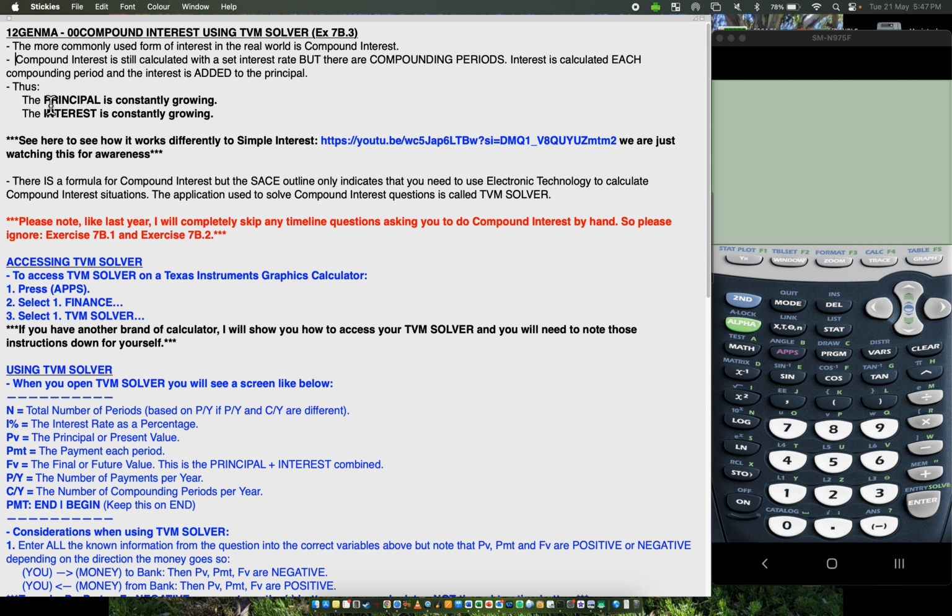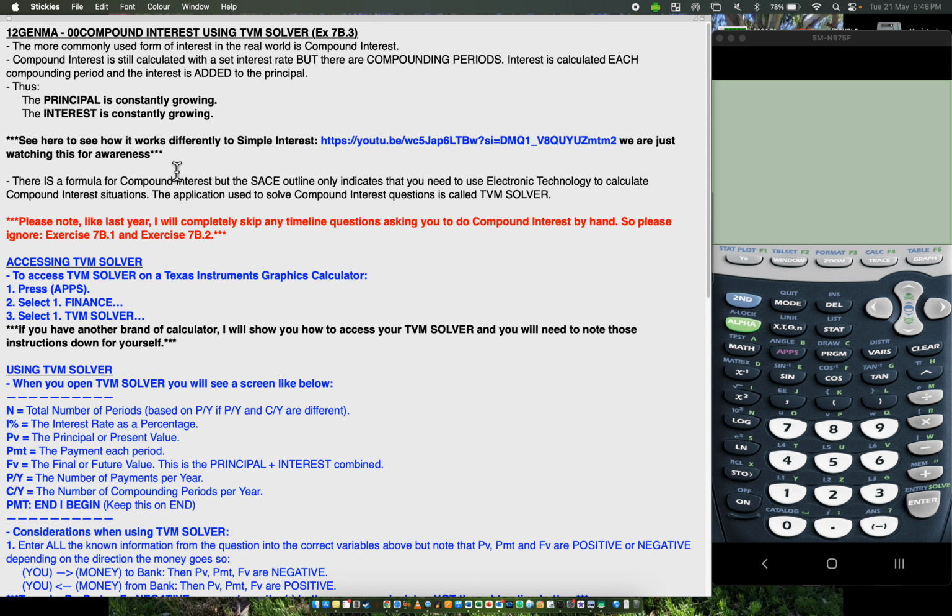So the more commonly used form of interest in the real world is called compound interest. Compound interest is still calculated with a set interest rate like simple interest, but there are these things called compounding periods. Interest is calculated each compound period, and unlike simple interest, that interest each period is added on to the principal. So what you see is that the principal is constantly growing, and the interest is also constantly growing.